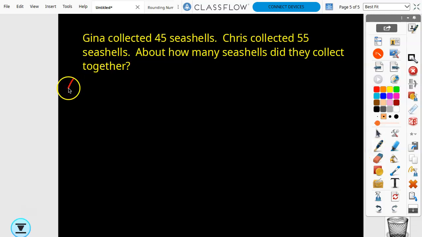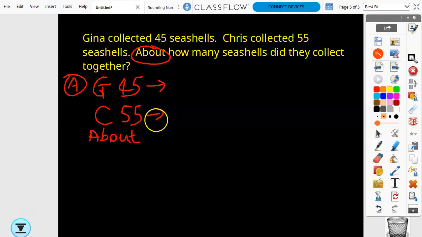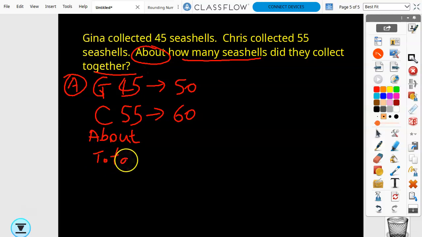So in this story, let's analyze it. A for analyze. Gina collected 45 seashells. Chris collected 55 seashells. However, this word, about, tells us a lot. That means we need to round first. So let me round these two numbers. 45 would become 50, and 55 would become 60. And the question says, how many seashells did they collect together? So we need to find out the total. We don't have one. We need a total. That tells us we're going to add.